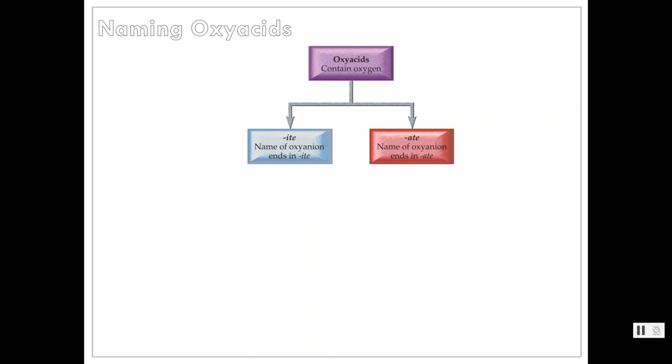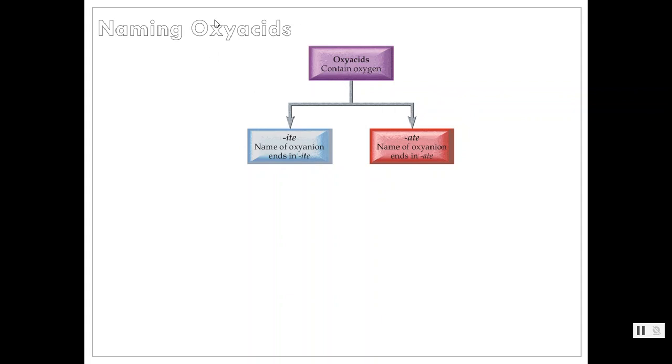So in the previous video, we talked briefly about how to name binary acids. They're acids that have a hydrogen at the beginning and a non-metal attached to it. And they're binary because there's only two types of elements. Now we're going to talk about acids that have an oxygen attached to them.